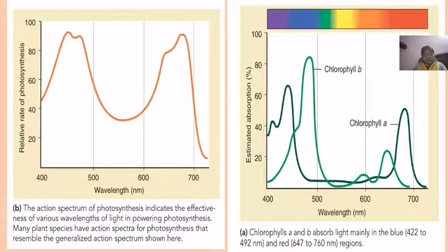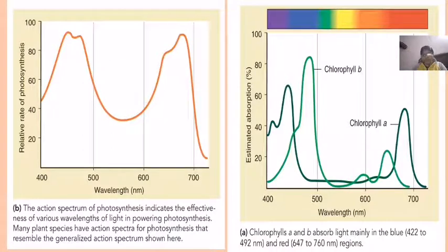Now this slide is showing you the action spectrum and the absorption spectrum. What is the action spectrum? What is the absorption spectrum? First let's understand the absorption spectrum. I have told you that they absorb light within the visible range of light. This is the light which it is showing you here.